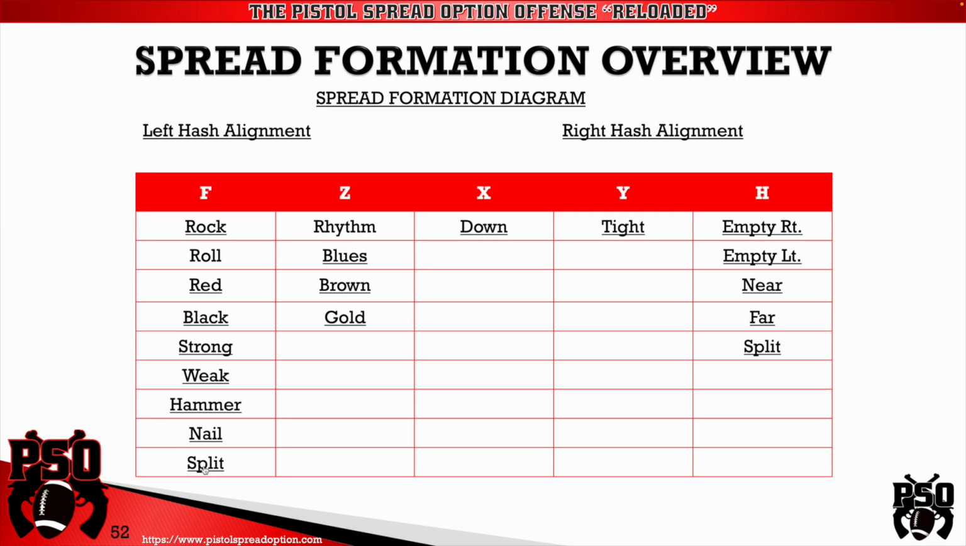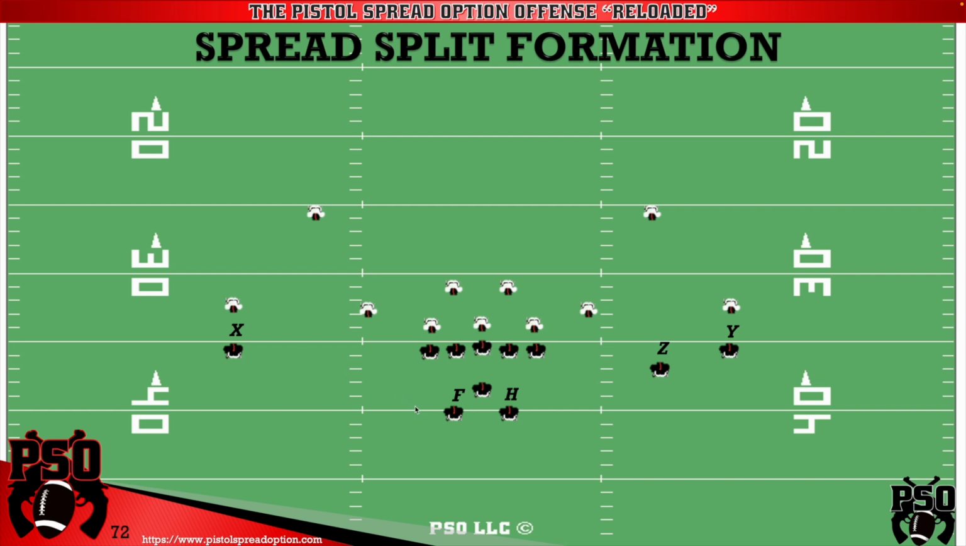Last but not least, we have split, which is what we can do to put our split backs in. So our F would come back behind the guard, and our H would move over behind the guard to the right. So this is a spread split formation. Spread telling everybody else where to go, split telling the H and the F to do something a little bit different.